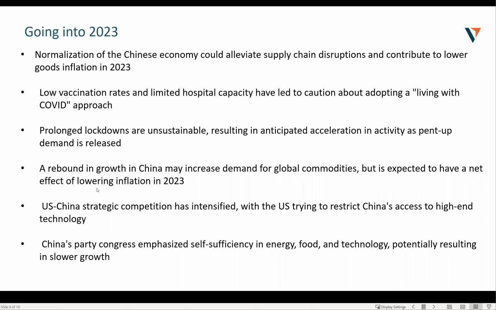We also took a look at a rebound in growth in China, right? So a rebound in growth in China should increase demand for global commodities. But at the same time, right, we should be seeing a net effect of lowering inflation in 2023.